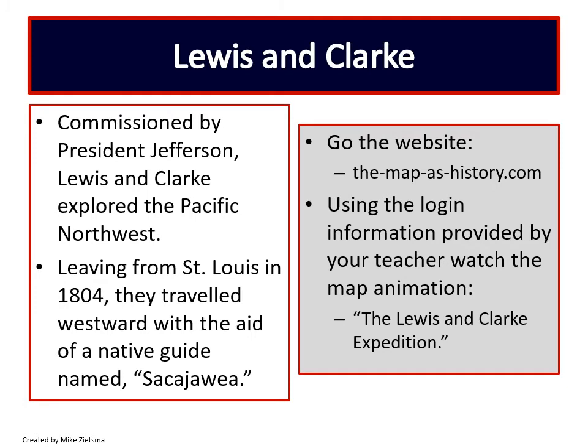Lewis and Clark. Commissioned by President Jefferson, Lewis and Clark explored the Pacific Northwest following the Louisiana Purchase of 1803. Leaving from St. Louis in 1804, they traveled westward with the aid of a native guide named Sacagawea. Over the next 2 years, they would explore the Northwest, learning more about its geography, people, and future prospects.